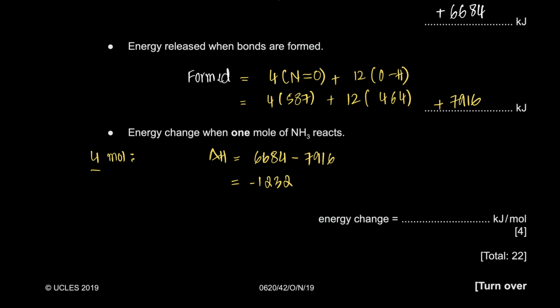So shouldn't it just be 1/4 of this value? If this is for 4 moles of ammonia reacting, then just divide it by 4, I'll get 308. And this time the value is negative. So negative 308, and that's my answer. Essentially, I divided this by 4. Right? Easy.